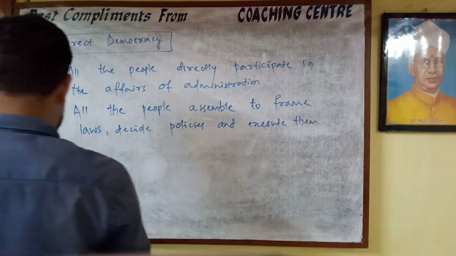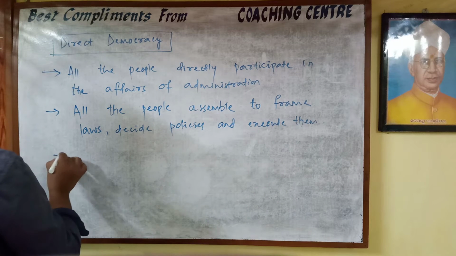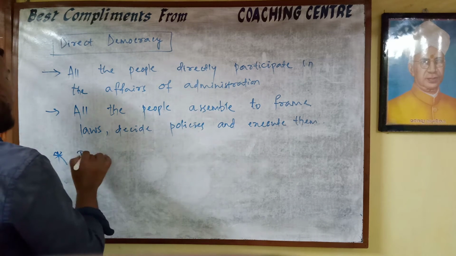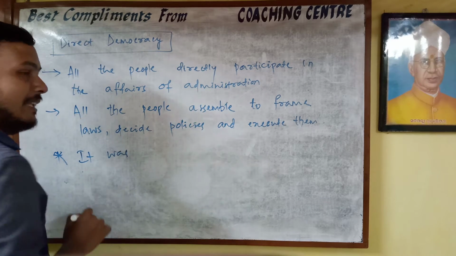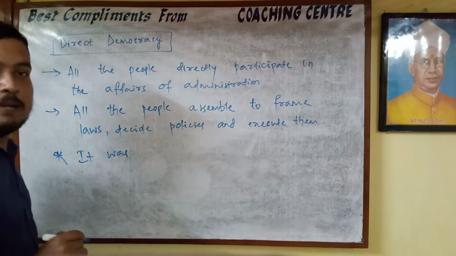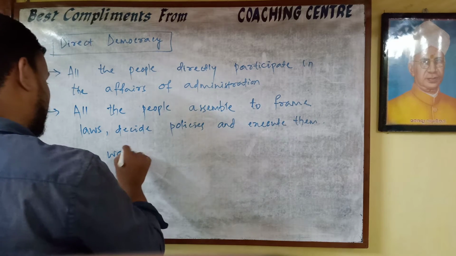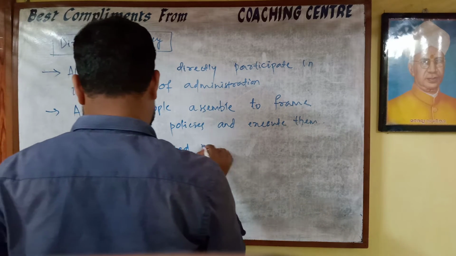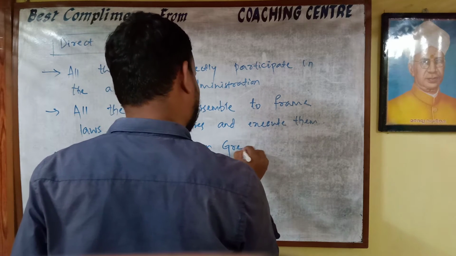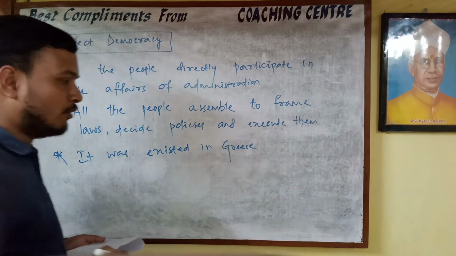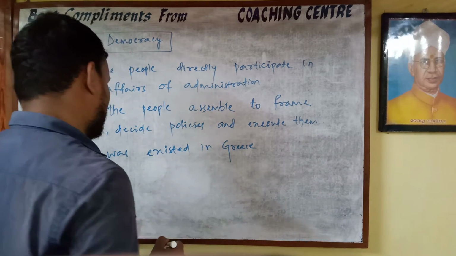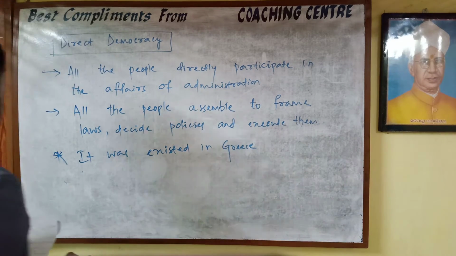Direct democracy, you have to write this point also. It first existed in Greece, in Athens. Athens is the capital city of Greece. In your first year classes you also know about this, that is city-state, polis. So it existed in Greece.